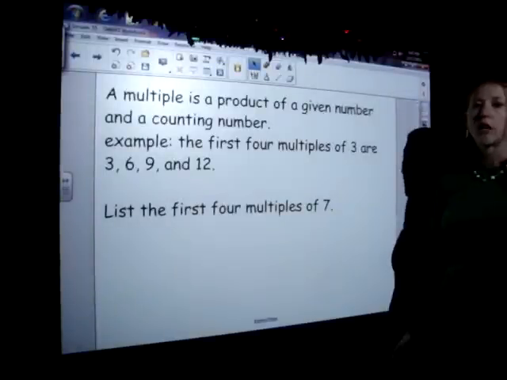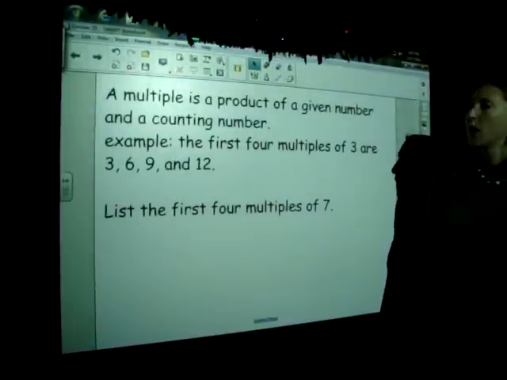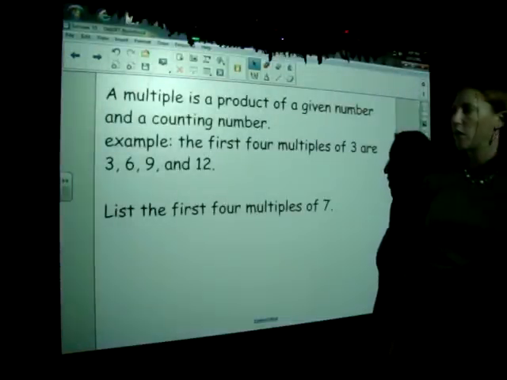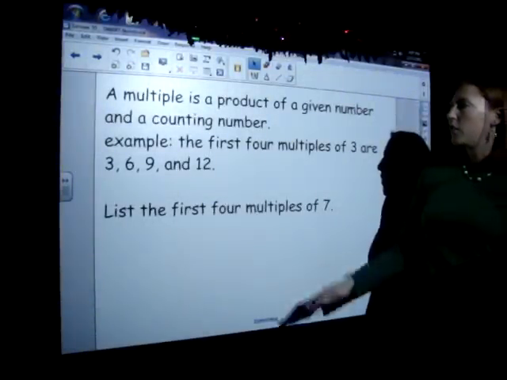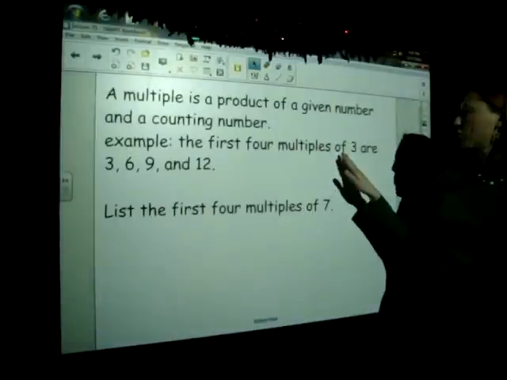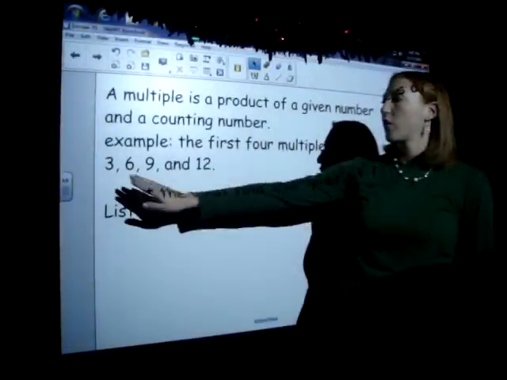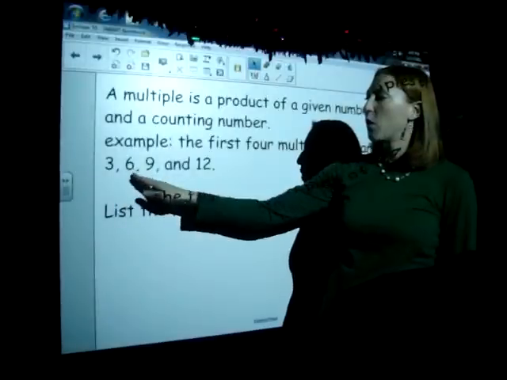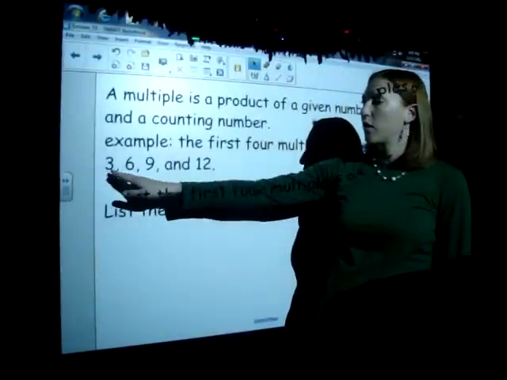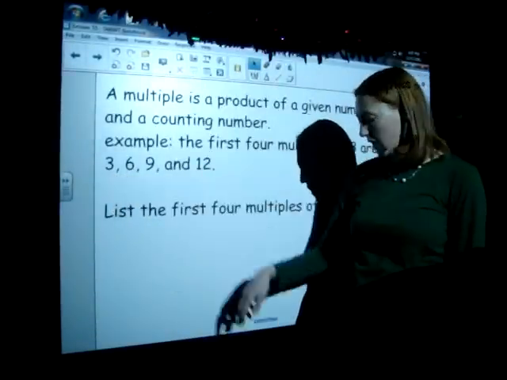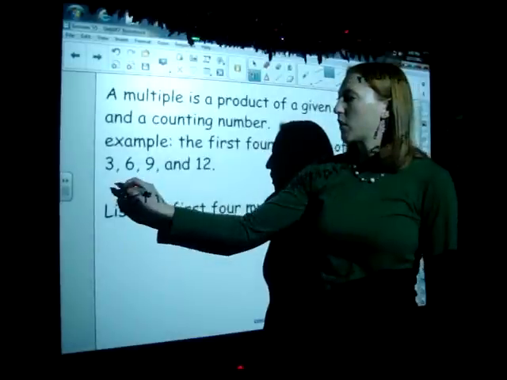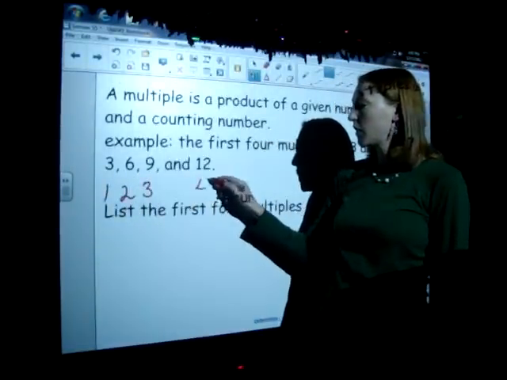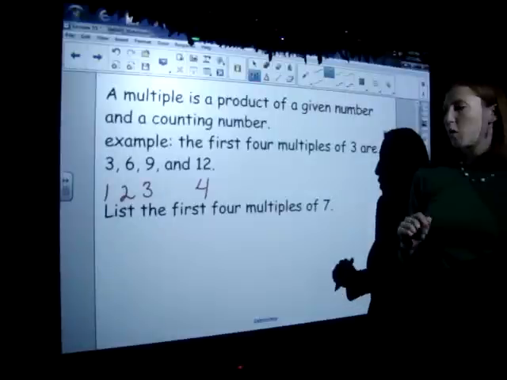Okay, so first, looking at multiples. What is a multiple? A multiple is a product of a given number and a counting number. So for example, here's the first four multiples of 3. They are 3, 6, 9, and 12. So we're just multiplying the number 3 by a counting number. That number would be 3 times 1, 3 times 2, 3 times 3, 3 times 4. And I have my first four multiples.